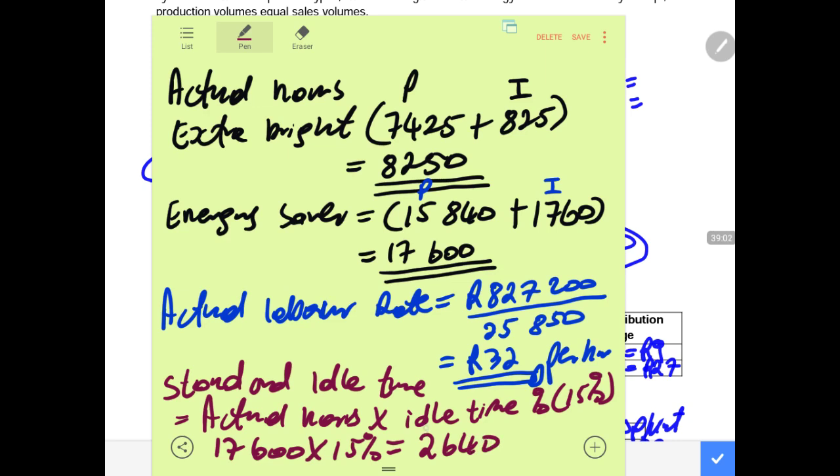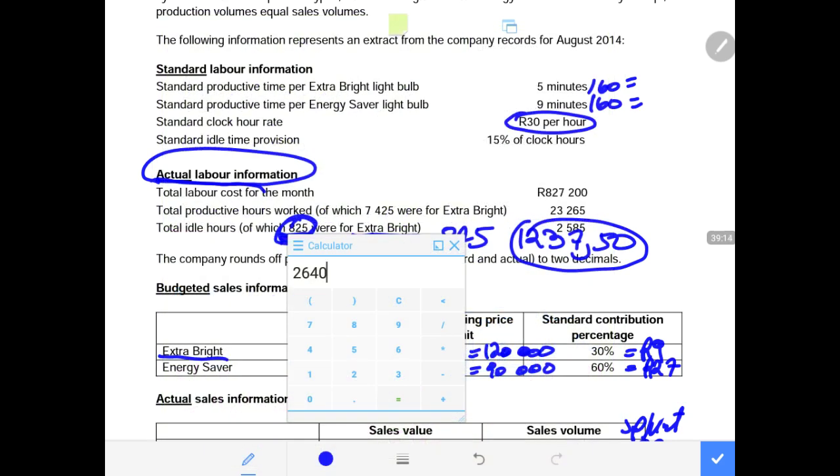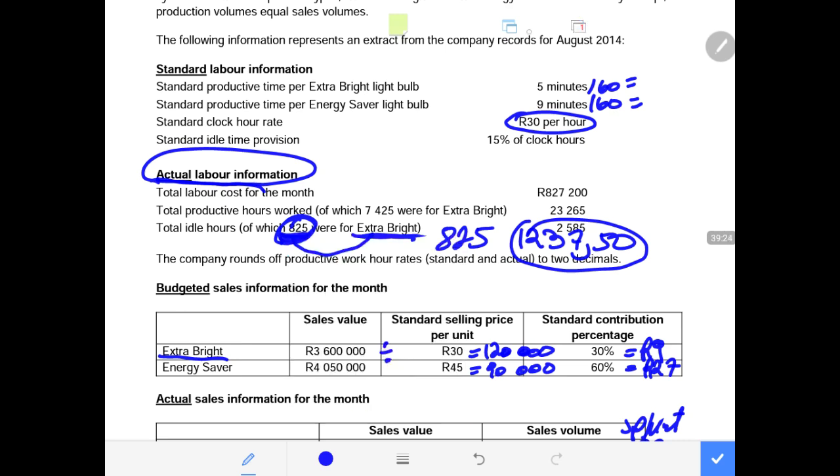2,640. These are the hours that the employees were supposed to idle when they are producing the energy saver bulb. The 2,000 is definitely not correct, not at all. From 17,600, it cannot be 17,600 multiply this by 15%. Okay, that is correct. 2,640.